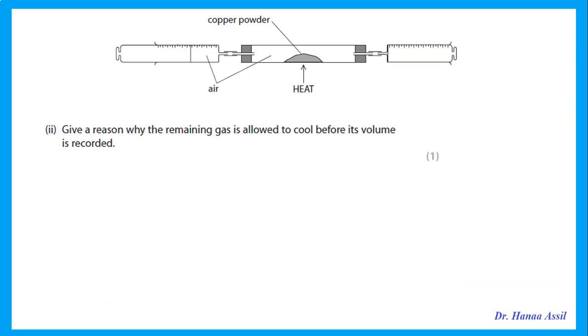Give a reason why the remaining gas is allowed to cool before we measure the volume. If we heat the apparatus, we have to leave it to cool before measuring the volume, and this is of course because gases expand when heated. So the volume when it is hot is different from the volume when it is cold. If we measure the initial volume when it is cold, then we need at the end to leave it to cool before measuring the final volume.